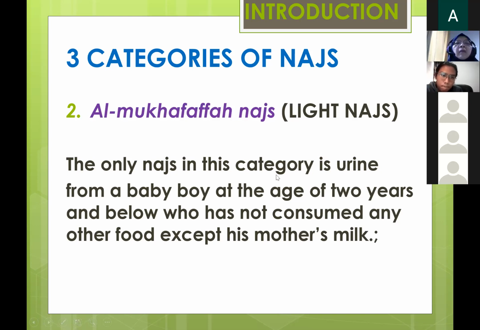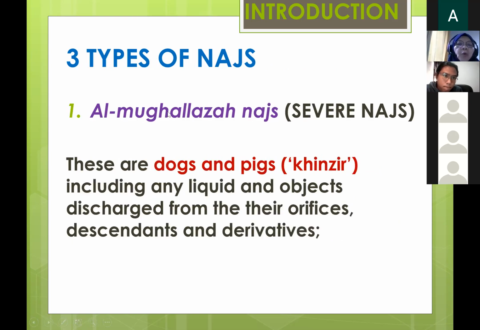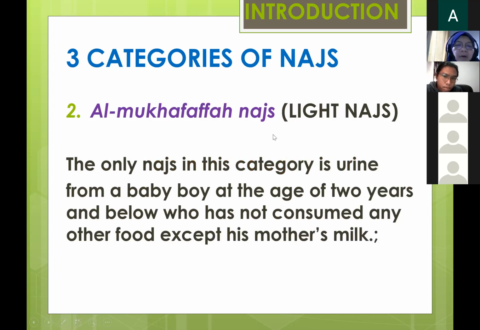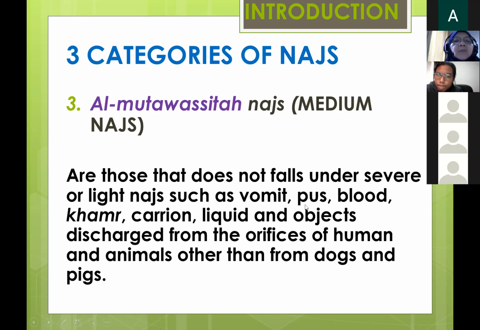Why do we talk about mughalazah first, followed by mukhaffafah? Easy to remember. Other than these two, you can group it under medium najis, mutawassitah najis. So mutawassitah najis is najis that does not fall under severe or light najis. For example, other than pigs and dogs and their derivatives and descendants, other than the urine of a baby boy two years and below consuming mother's milk.